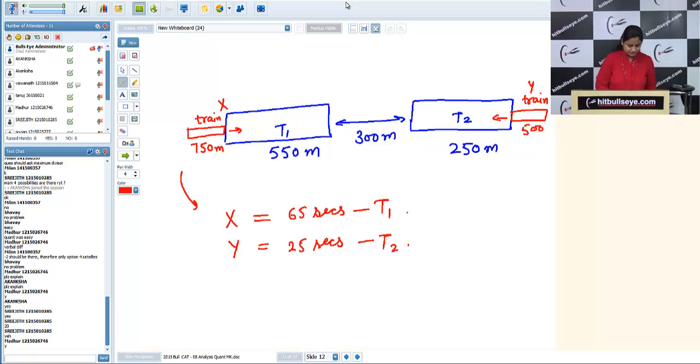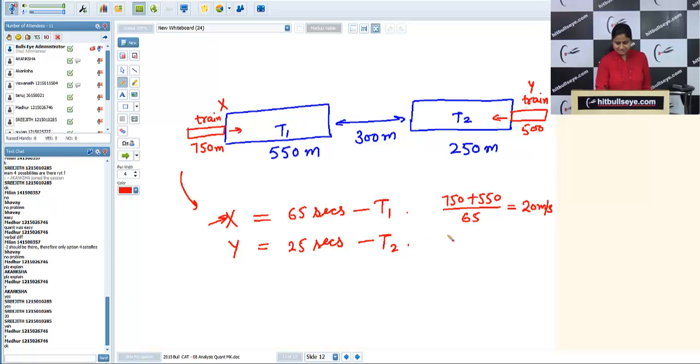Yes, okay. First of all, we will calculate their speeds. First of all, we are taking X. Now, X is taking 65 seconds to cross this tunnel. So, if we calculate its speed, it will be 750 plus 550. We are adding two lengths, train length and the tunnel length, divided by 65. Because speed formula is distance covered divided by time taken. So, its speed comes out to be 20 meter per second. Is it okay, all of you?